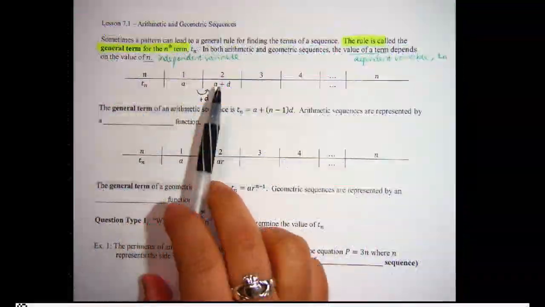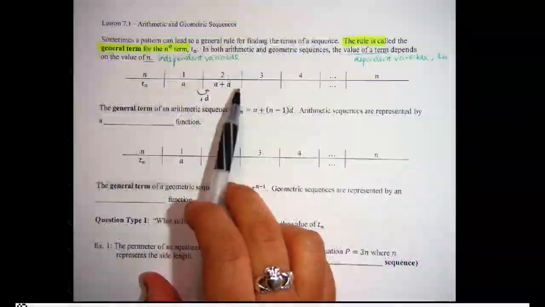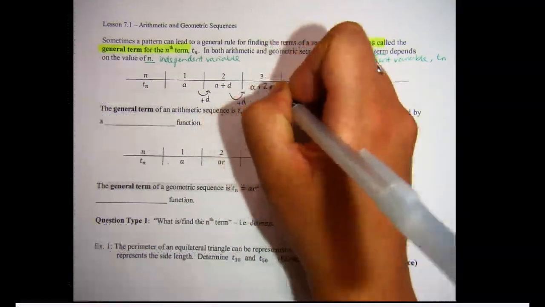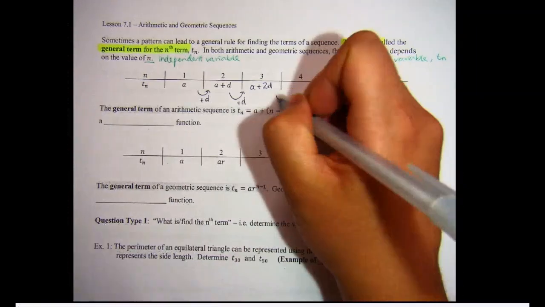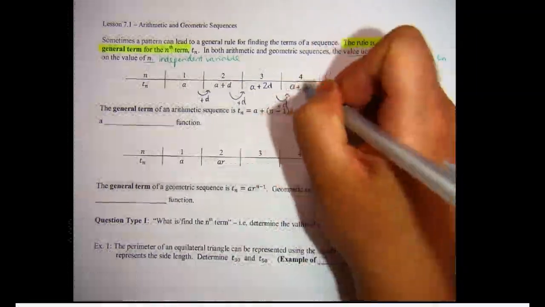So if the first term we start with is a, then for the next term we would add d to a, so then we get a plus d. That's the second term. The third term is going to be another d added on. So if we were to simplify, that would be a plus 2d. And then the fourth term, we would add another d. So then we get a plus 3d right there. And if you continue the pattern, what do you see?